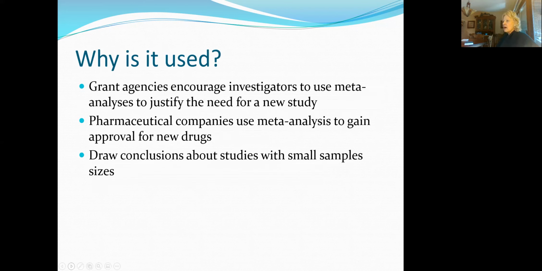So why is it used? Grant agencies frequently encourage investigators to use a meta-analysis to justify the need for a new study. If they've already funded 6 RCTs and they've all found the same thing, they're not going to want to spend money to investigate that further. Pharmaceutical companies also use meta-analysis to gain approval for their drugs, and it helps us draw conclusions about studies with small sample sizes or studies that have mixed results. Maybe one says an intervention works and the next one says it doesn't. Well, how do you draw conclusions about that? So this is a way.